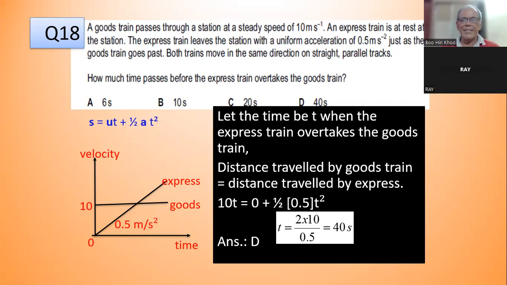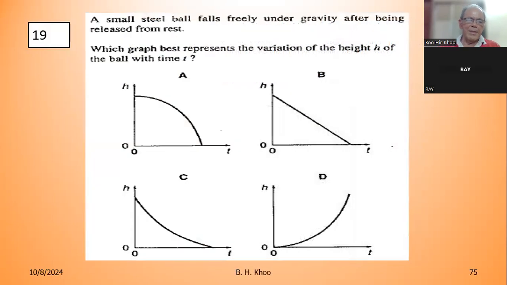Okay, anything not clear? Yeah, clear. Okay. This is also a graph question. A small steel ball falls freely under gravity after being released from rest. Which graph best represents the variation of height of the ball with time?